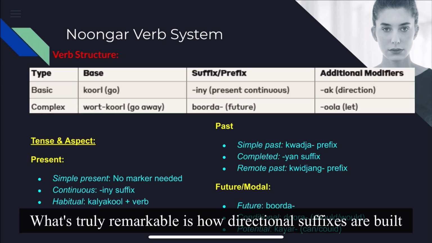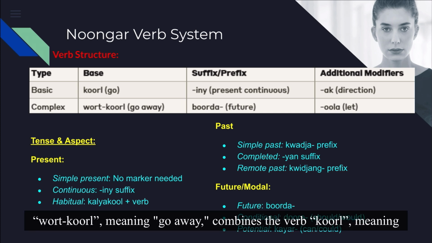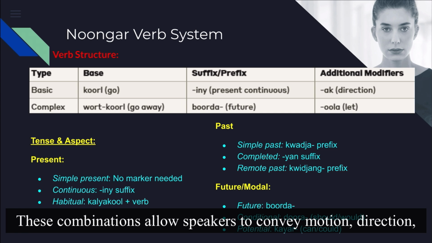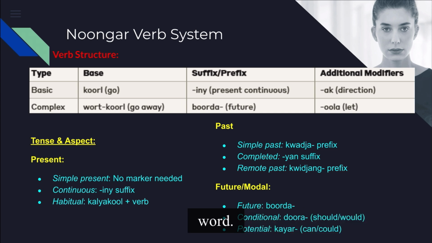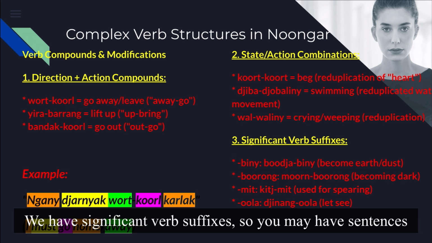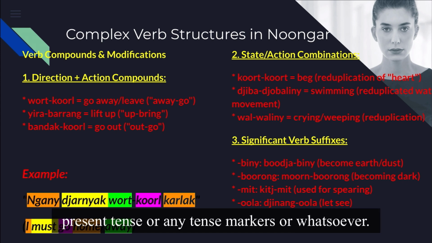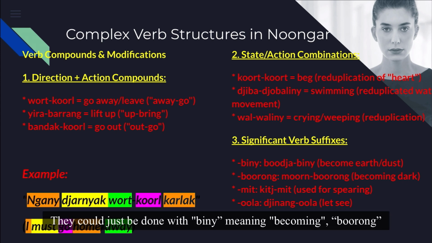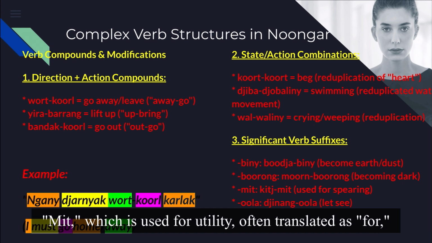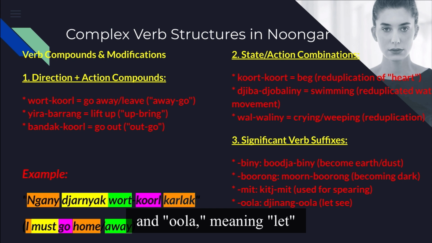What's truly remarkable is how directional suffixes are built into verbs. Koral, meaning go away, combines the verb koral, meaning to go, and it's also a preposition as well, with wards, away. These combinations allow speakers to convey motion, direction, and action all in a single word. We also have complex verb structures in Noongar. We have significant verb suffixes, so you may have sentences where you don't have a present tense or any tense markers whatsoever. They could just be done with beni, meaning becoming, boro, having to do with belonging to something or becoming something, mit, which is used for utility, often translated as for, and ola, meaning let or allow.